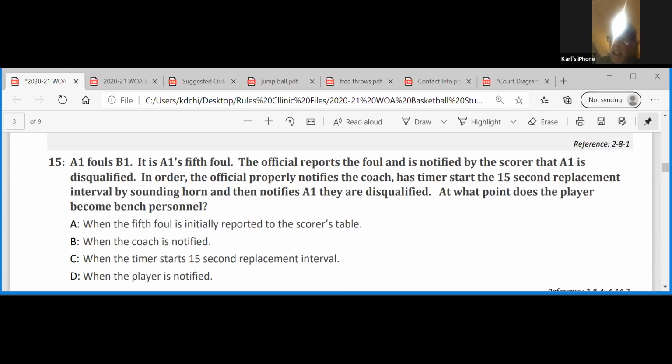All right, 15. A1 fouls B1. It's A1's fifth foul. The official reports the foul and is notified by the scorer that A1 is disqualified. In order, the official properly notifies the coach, the timer starts the 50-second replacement interval by sounding the horn, and then the official notifies A1 they are disqualified. At what point does the player become bench personnel? I believe it's B, when the coach is notified.